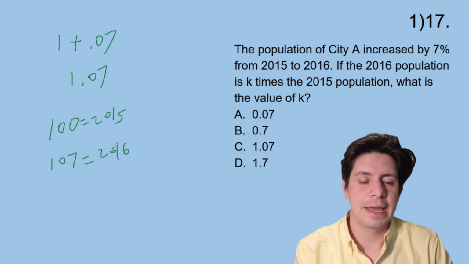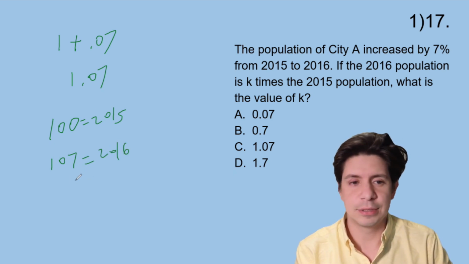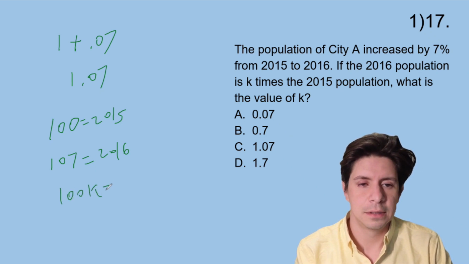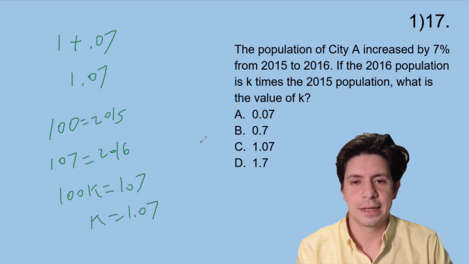And if you want to find k, because it's saying k times the 2015 population, you would do 100 times k equals 107. K equals 1.07 then, because you're going to divide by 100, and that gets us C, right?